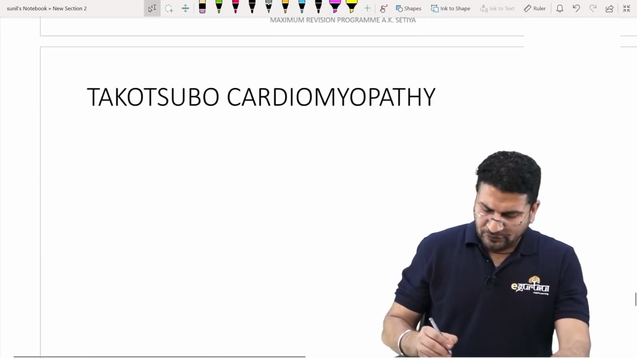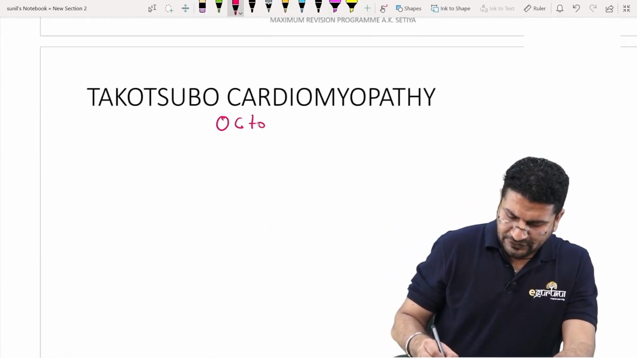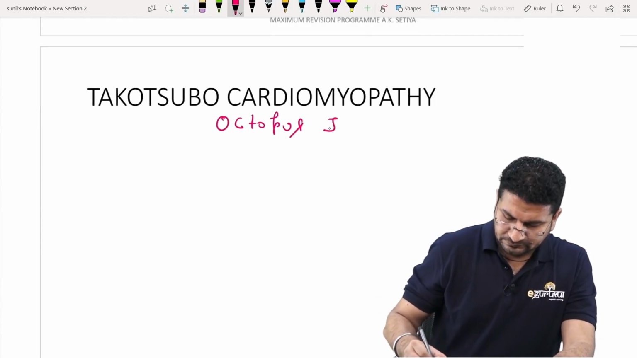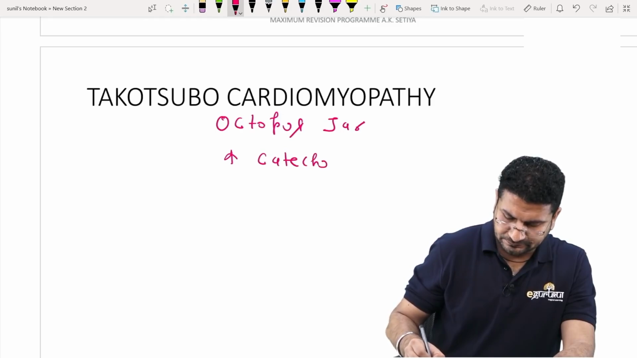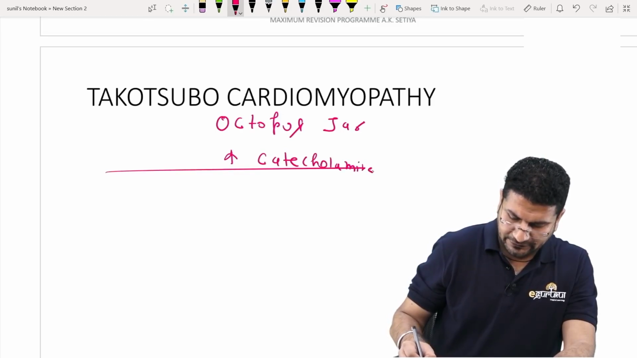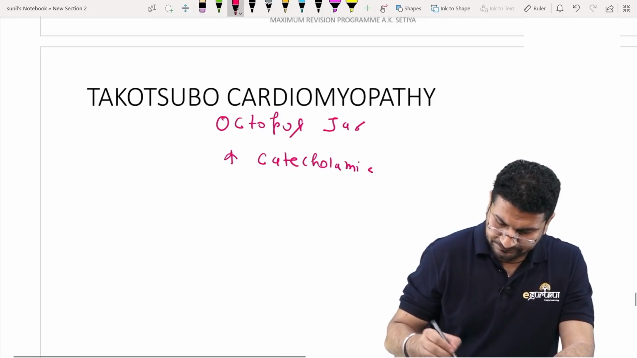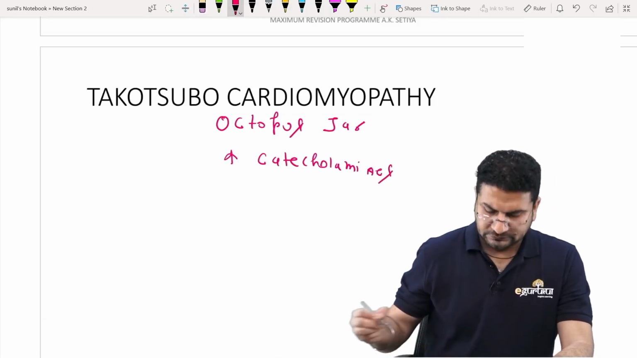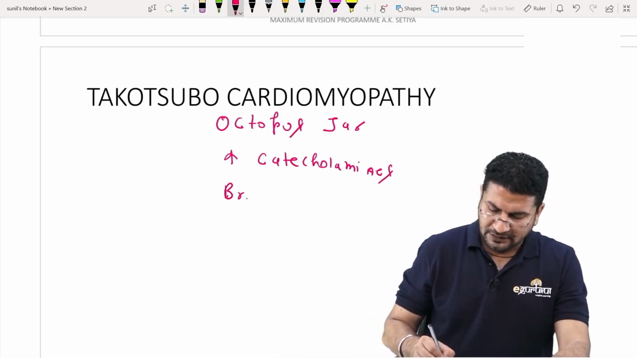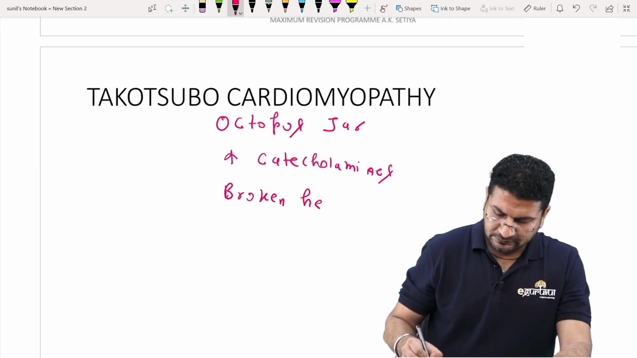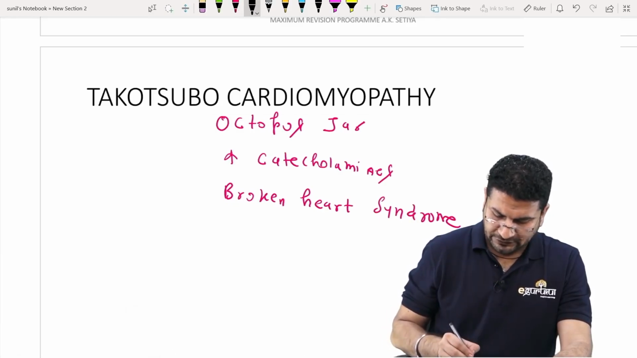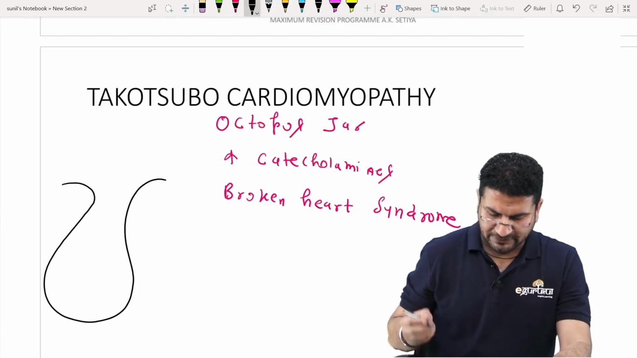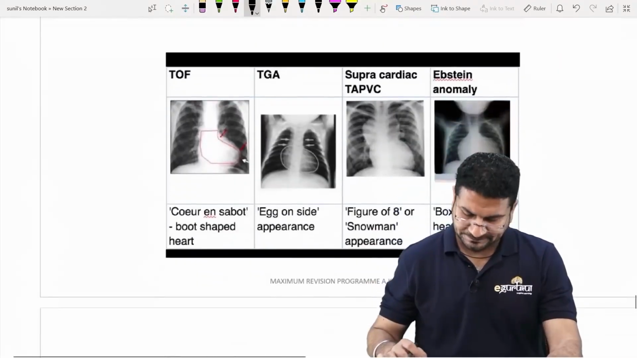Okay, if I say Takotsubo cardiomyopathy, also called octopus jar heart, it is due to excessive release of catecholamines. So we also call this broken heart syndrome. The heart shape will become like a jar. We call this octopus jar heart.